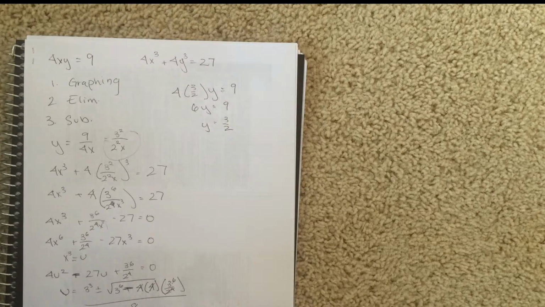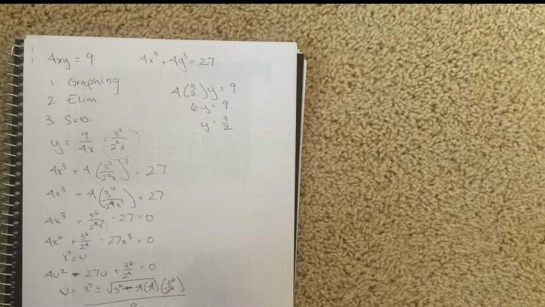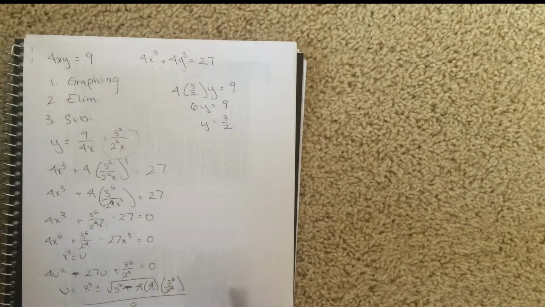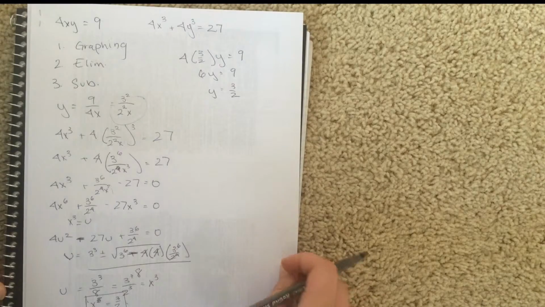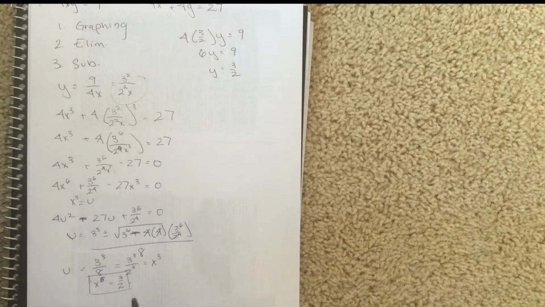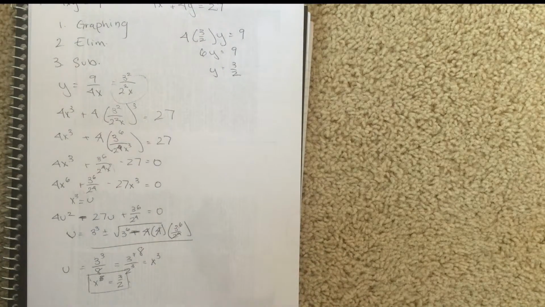So we know that u equals 3 cubed over 8, which I'm going to write as 3 cubed over 2 cubed, and that equals x cubed. Then if you take the cube root of it, you get that x equals 3 halves.